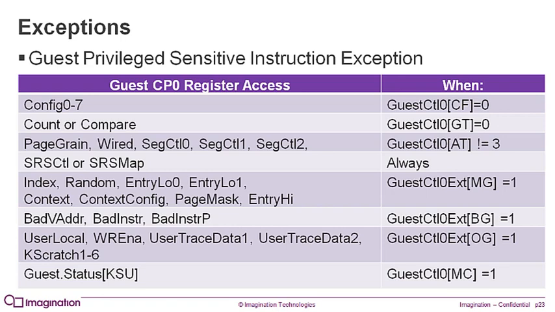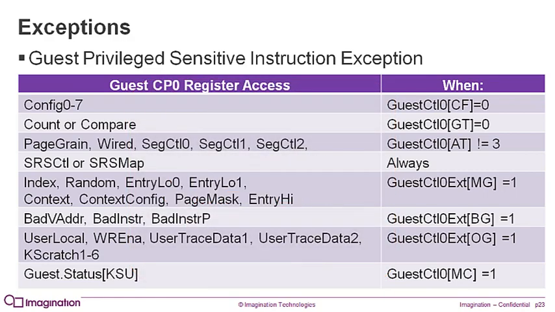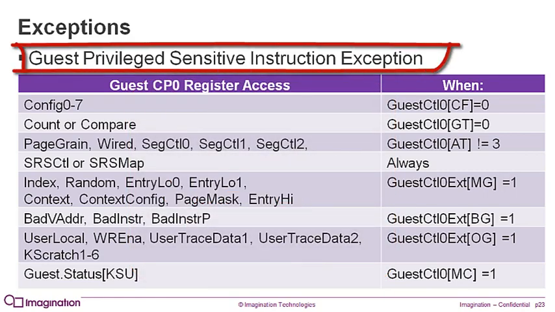The virtualization module can be configured to give control to the hypervisor when the guest OS tries to execute a privileged instruction. The guest privilege sensitive instruction exception can be triggered by a guest that is accessing a sensitive CP0 register or the execution of a privileged instruction. Any access to a CP0 register will cause this exception if the guest control 0 CP0 bit is not set. This table shows the guest CP0 sensitive instructions even if the guest control 0 CP0 bit is set.